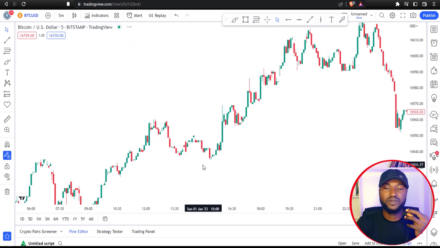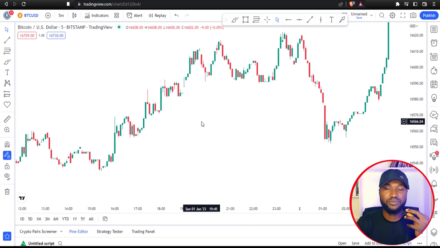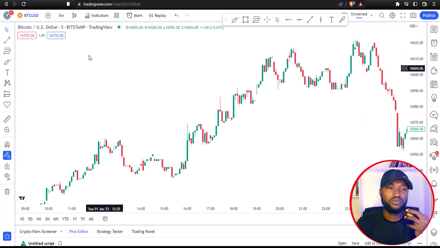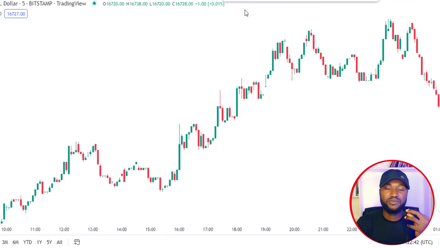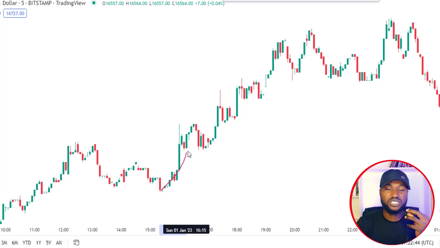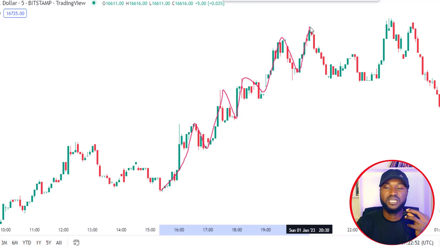If we take down our chart to this level, let me expand it a bit. This is the 5-minute time frame of BTC USD. We can see that from this level, price pushes up to this level and then retraces back. Another push again, retraces back. Another push again, retraces back, and this repeats again.